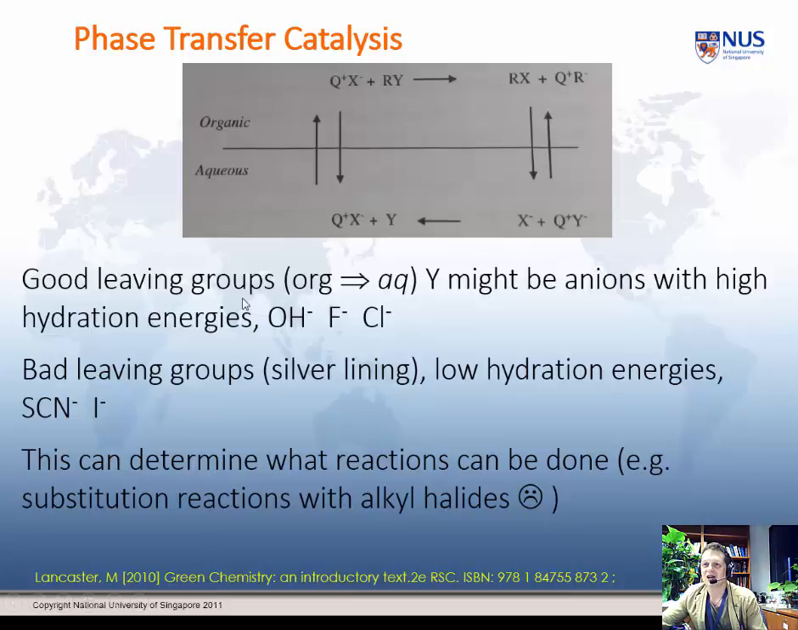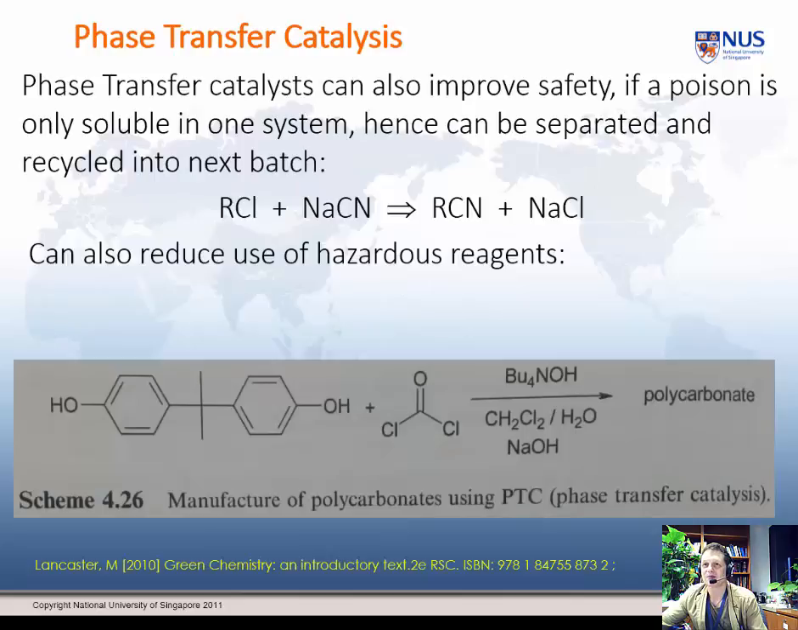For that you need good leaving groups, so Y in this case might be an anion with high hydration energies, and you need bad leaving groups. So low hydration energies, thiocyanate, iodide. So that will determine what reactions you can do, how far you can push this, basically. And I've given an example here: substitution reactions with alkyl halides. More in a mo.